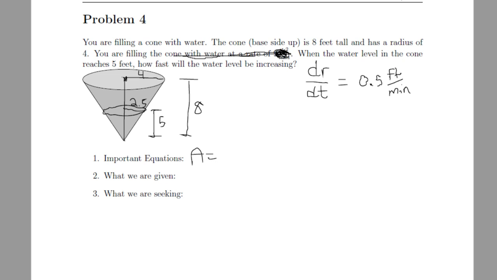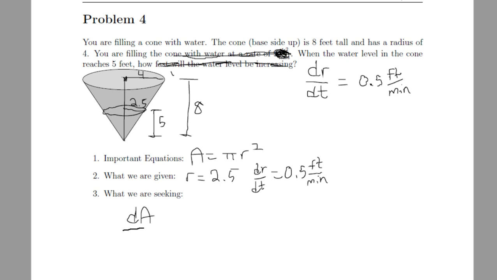So again, we have A equals pi r squared. Getting a little ahead of myself. Yeah, there we go. All right, so we are given r, which is 2.5. We're given dr over dt, which is 0.5 feet per minute. And we are seeking the rate at which the area of the water is increasing. So we are interested in dA over dt.